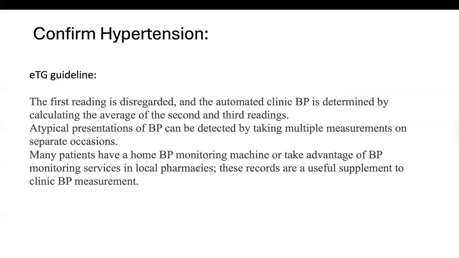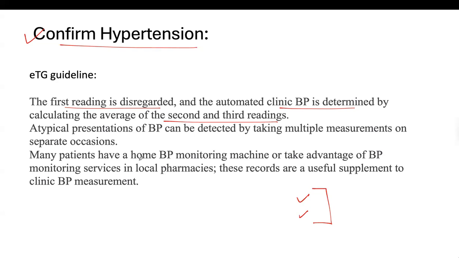So first of all, confirm hypertension. The first reading is usually disregarded. The automated clinic blood pressure is determined by calculating the average of the second and third reading. That means you got first reading high. Will you just say that, yes, that's it? No. The first reading can be high in a lot of patients. So you do a second and third BP, and the average of that is what you will take.